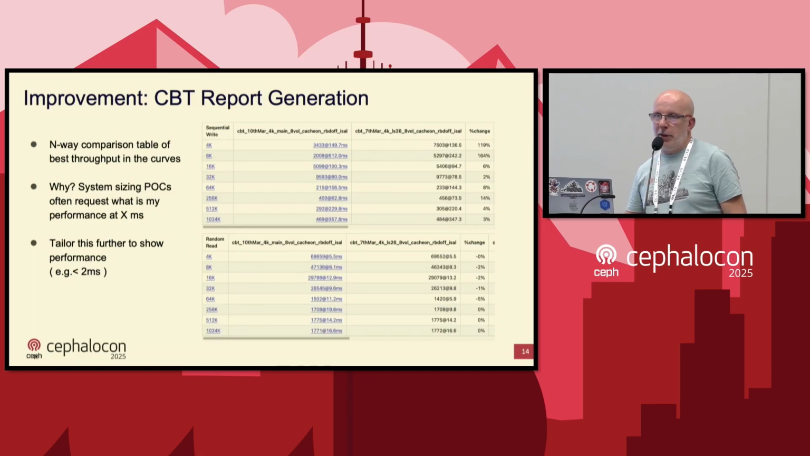We've also improved the reports summary and added a report summary table, so you get an n-way comparison table for best throughput, which basically plots the best throughput in the curves. Why is this interesting? Well, typically, when you're doing a POC, the request will be, what is my performance at, say, 2 milliseconds? So we could tailor the table to show that I expect to be able to get like 50,000 IOs at 2 milliseconds. So we can show a table here of what the performance is depending on what your POC is.